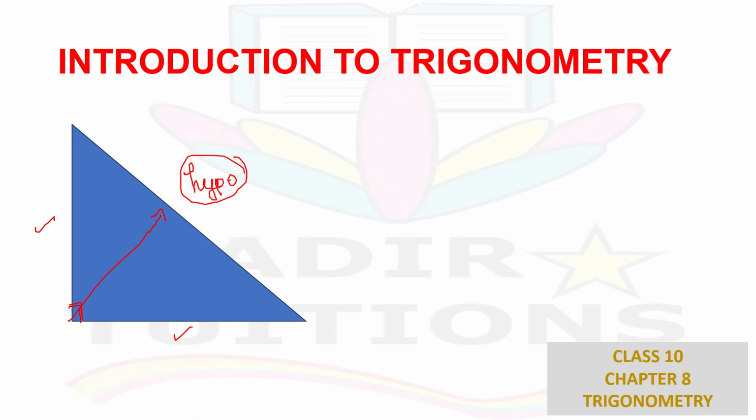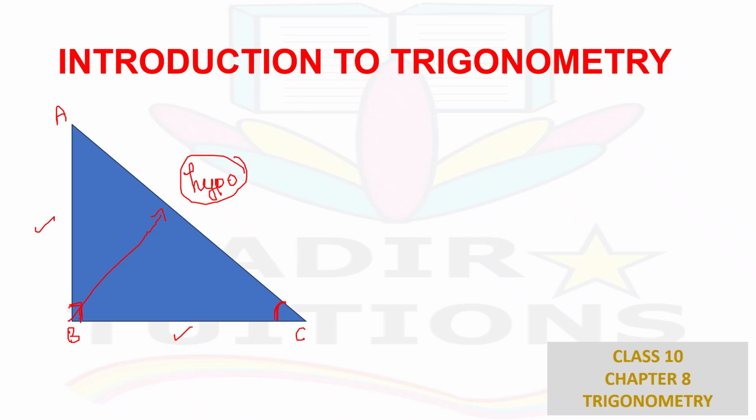Okay, so how to name this? Apart from this 90 degree, you will have a reference angle either here or over here. First I will write the vertices of the triangle as ABC. So over A you will have a reference angle, or over C also we can have one. Based on the reference angle only we are going to name the other two sides. So consider here is our reference angle.